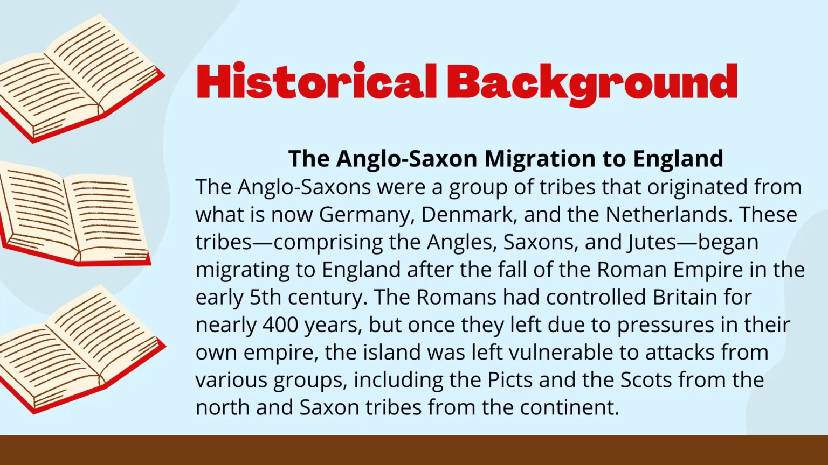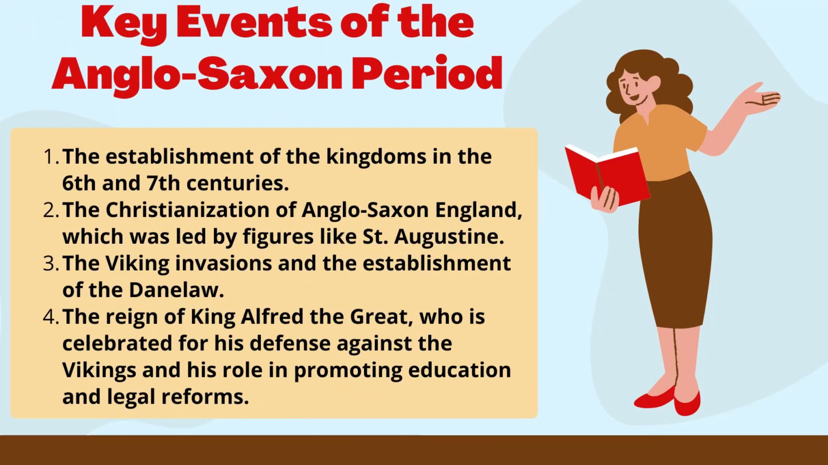These tribes, comprising the Angles, Saxons, and Jutes, began migrating to England after the fall of the Roman Empire. In the early 5th century, the Romans had controlled Britain for nearly 400 years. But once they left due to pressures in their own empire, the island was left vulnerable to attack from various groups, including the Picts and the Scots from the north and Saxon tribes from the continent. As the Roman influence faded, these Anglo-Saxon immigrants gradually established their dominance, eventually forming several kingdoms across England.